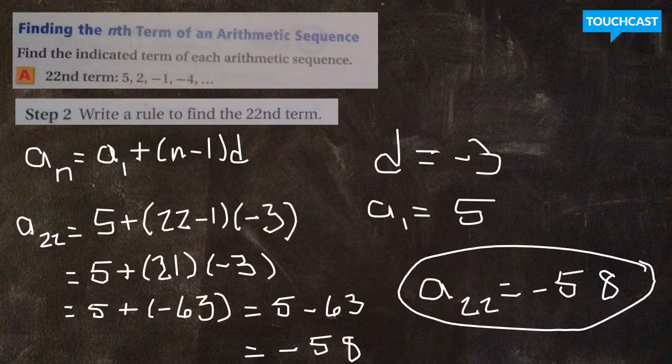We've finished finding the nth term for finding the 22nd term of a sequence that starts with 5, and then is followed by 2, -1, and -4, and keeps going forever and ever.